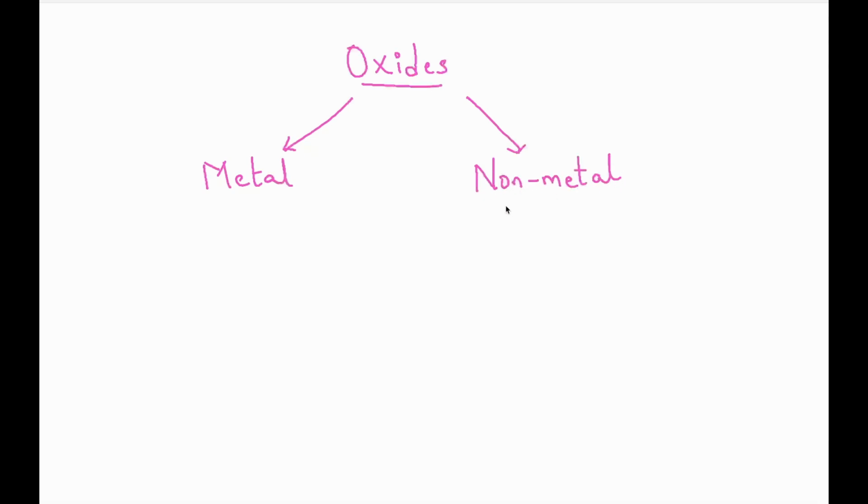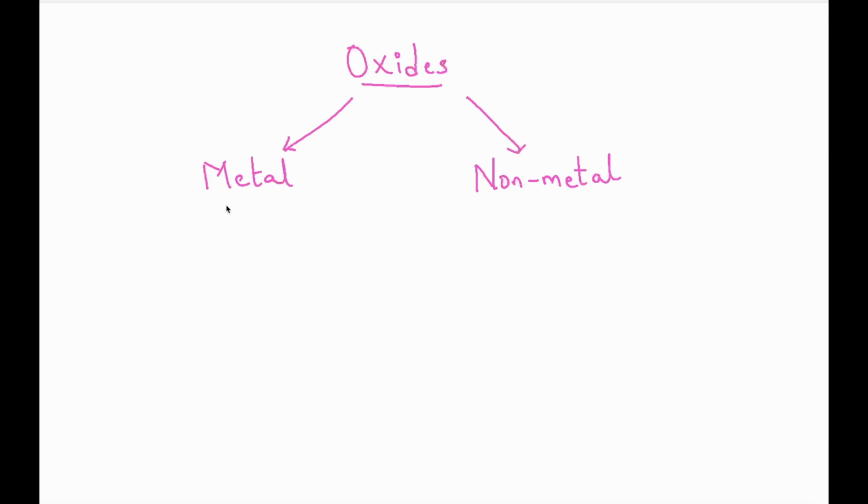Now, oxides can be broadly categorized into two categories. Oxides can be classified into two major categories. We have the metal oxides and the non-metal oxides. So, as the name itself indicates, metal oxides are a combination of metal with oxygen, and non-metal oxides are combinations of oxygen with a non-metal.